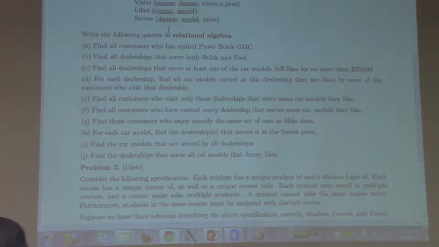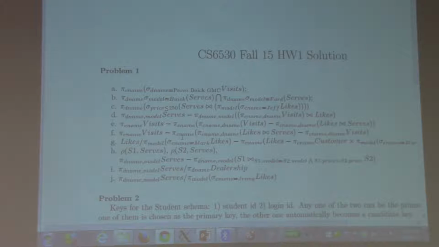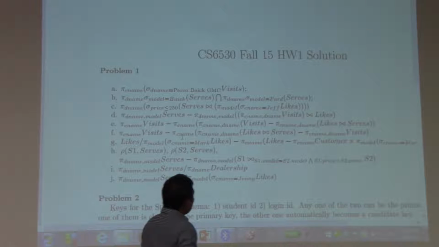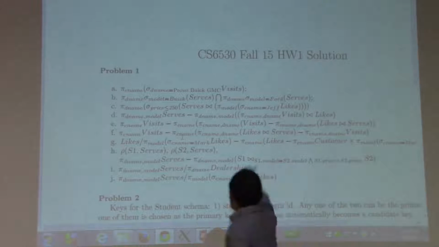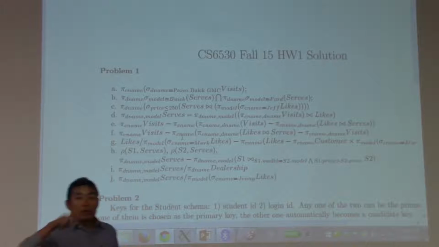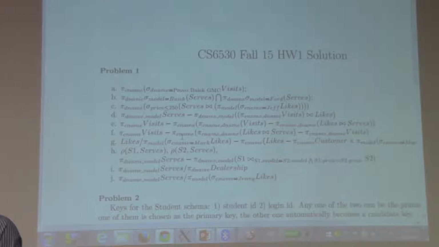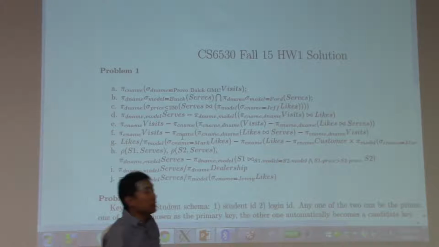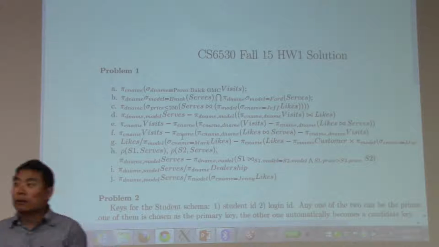So this is a really bad dealership, right? You choose to serve all the models that none of the customers who ever come to that dealership actually like. So what's your point? But let's say we want to find all such dealerships. So how do we do it? Well, the basic idea is you find out from the visits which customer has visited which dealership. And you can find all such pairs by projecting out the customer name and dealer name from the visits table.